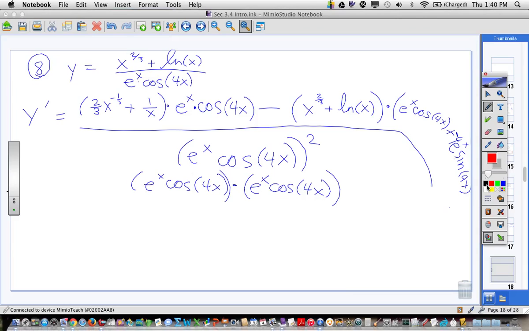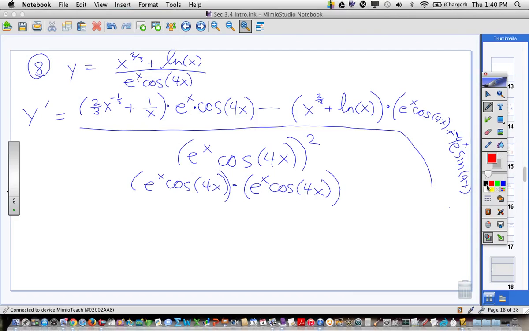We have e to the x, we have a cosine 4x. I see one there, but it's not a factor, is it? That e to the x cosine's in here with the plus sign. But what could I take out? The e to the x I could, not the cosine, because there's not a cosine here, right? So in this set of parentheses, I could take out an e to the x, right?